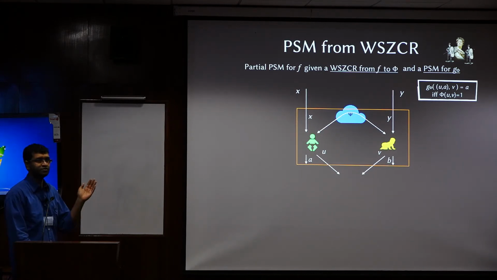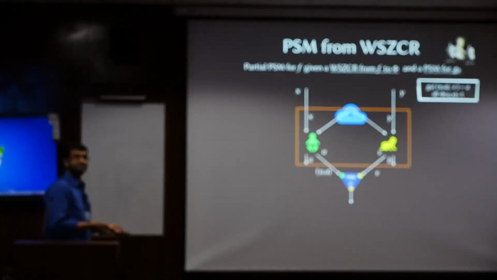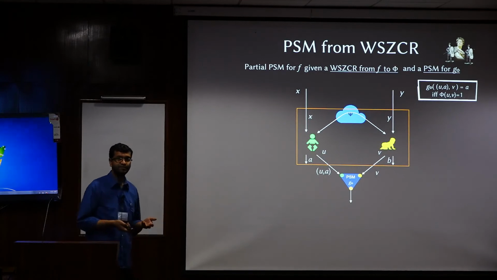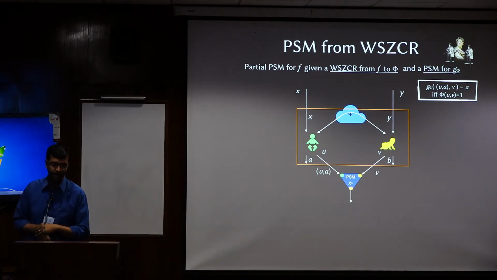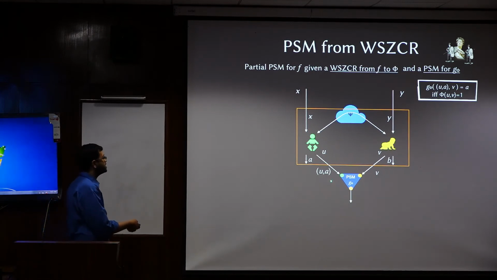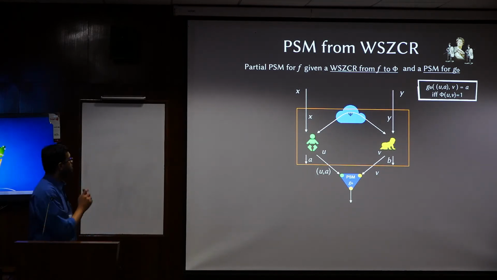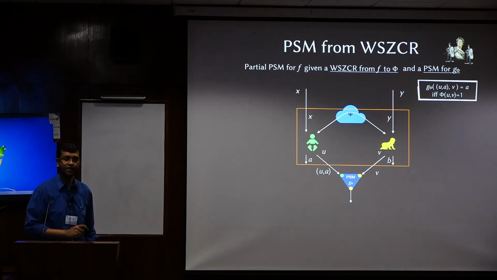We don't want Carol to necessarily see other things. She shouldn't in particular see UV, right? UV by itself could have information about X and Y. So we will use a PSM protocol for this function to communicate the output to Carol. Okay?